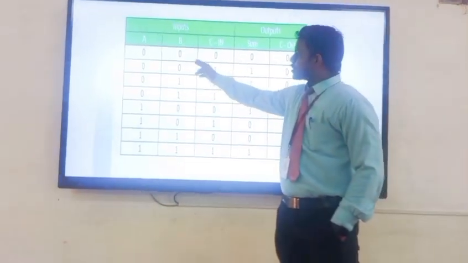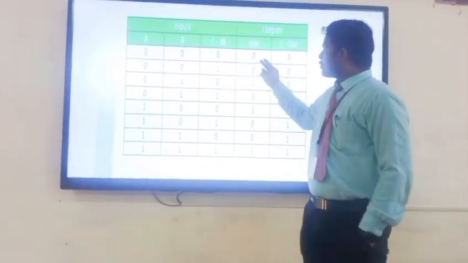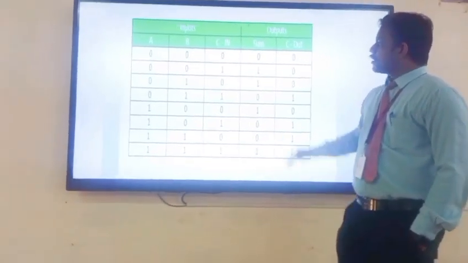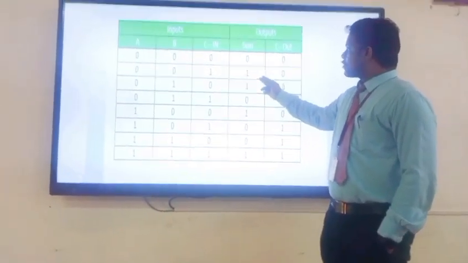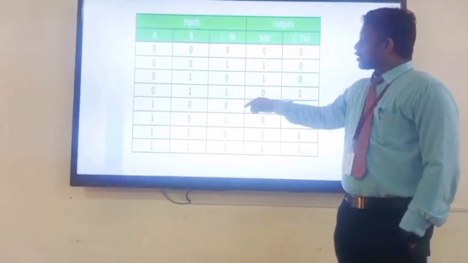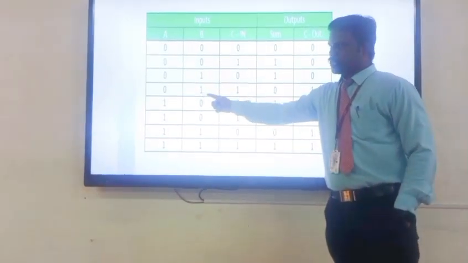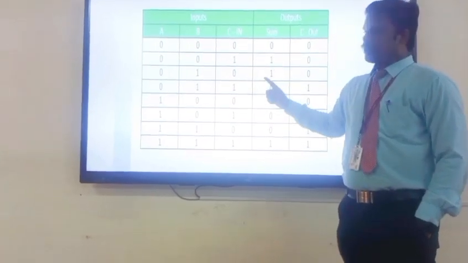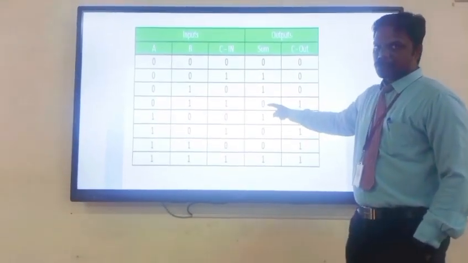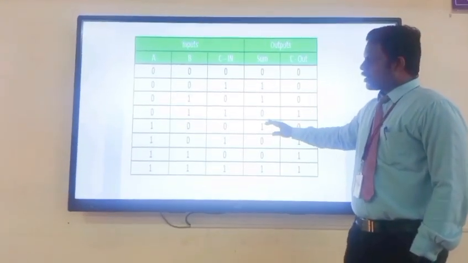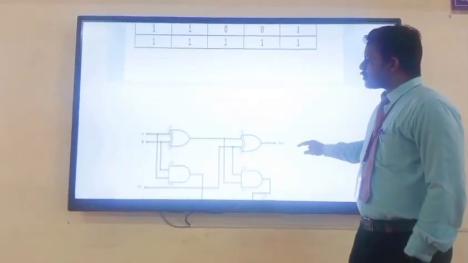You can consider the first combination: all the inputs are 0, sum is 0, carry is 0. The second one is 0, 0, 1. We are adding, so the sum is equal to 1, carry equal to 0. You go with the fourth combination. 0 plus 1 is 1, 1 plus 1 equals 10. Your sum is equal to 0, carry equal to 1. So likewise you have to perform the logical addition of three inputs.